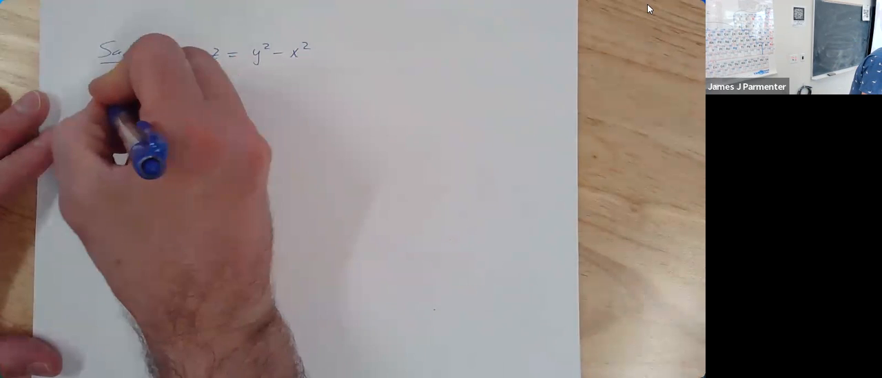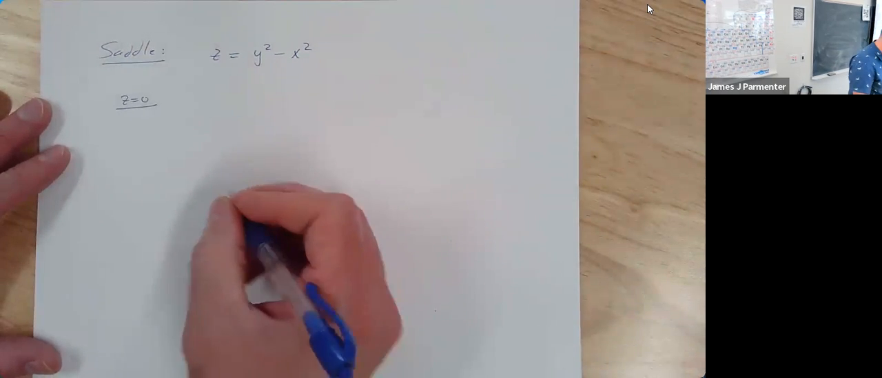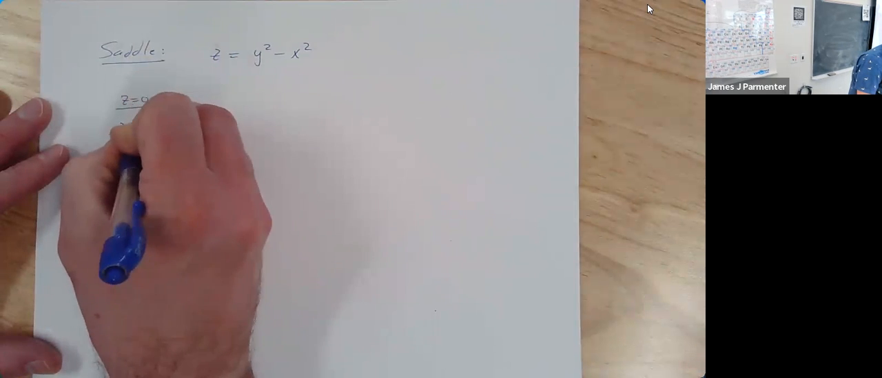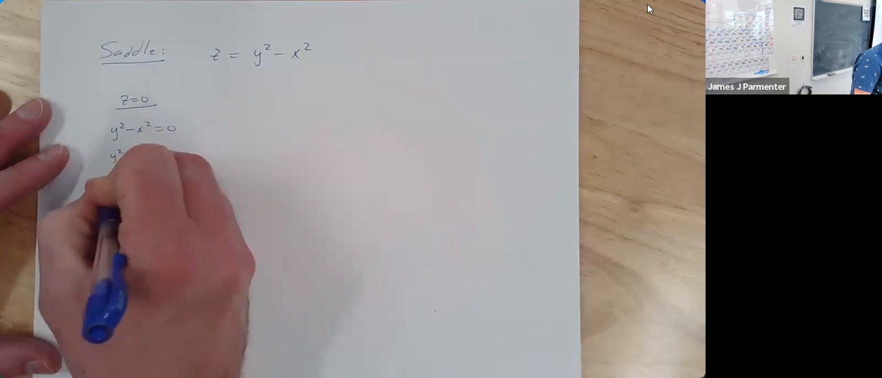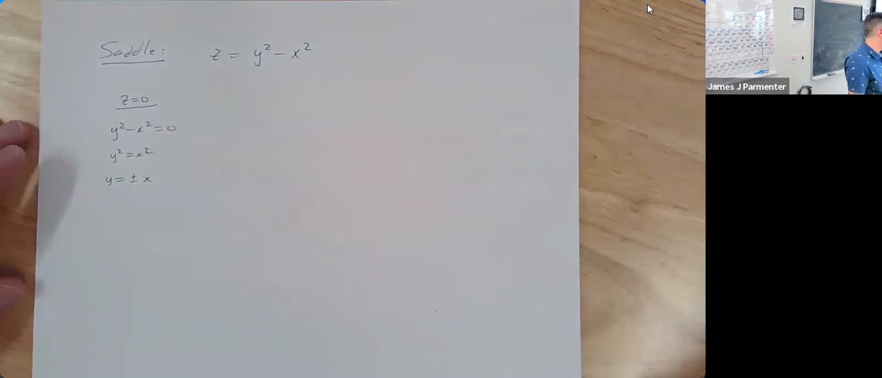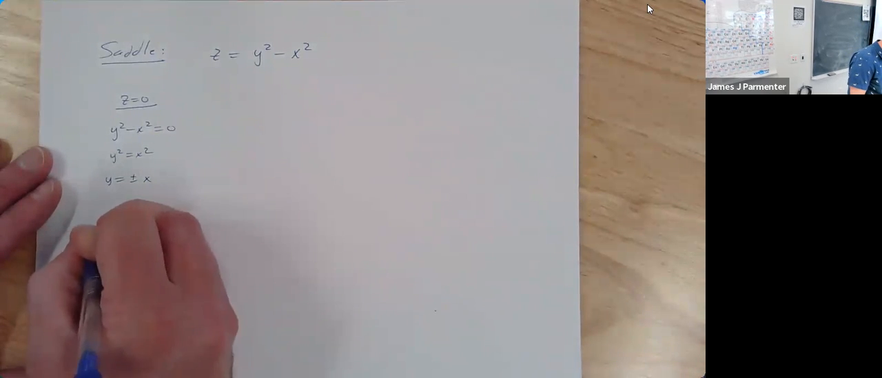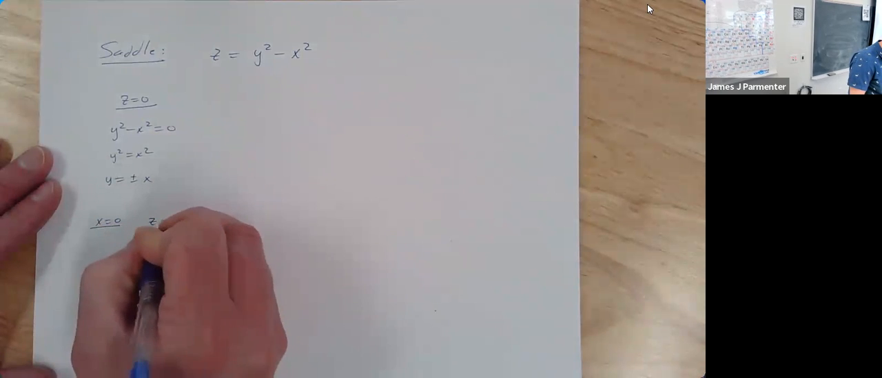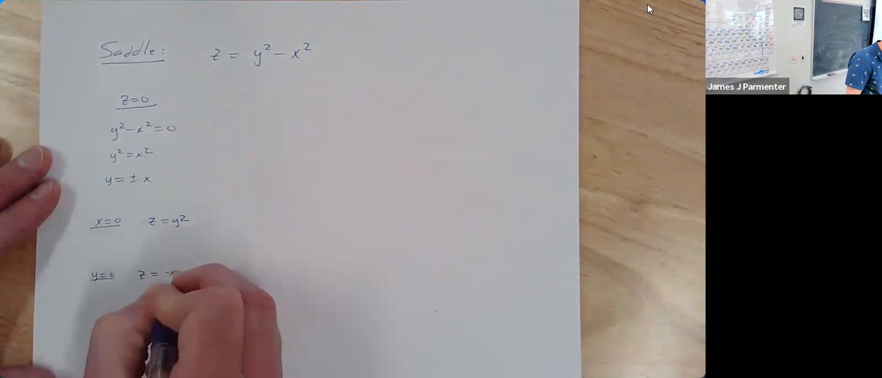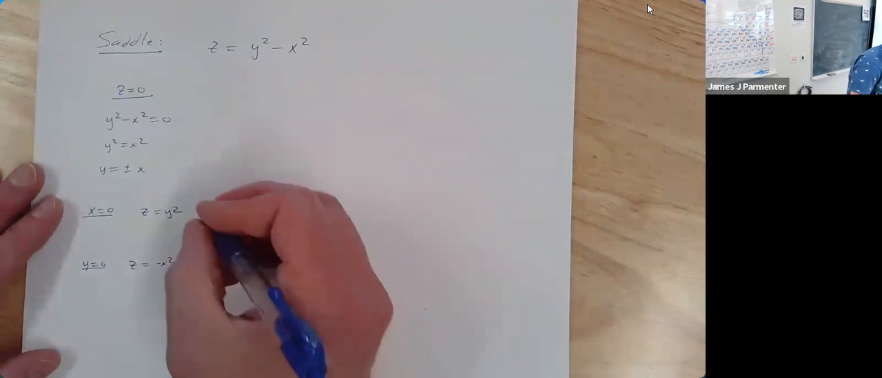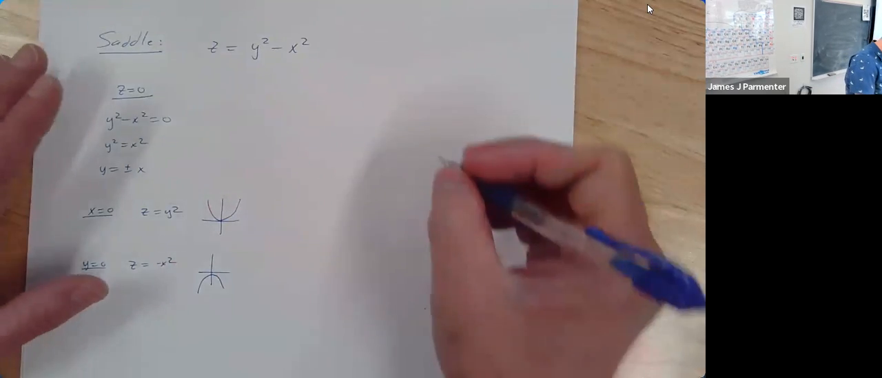So here's what I'm going to do. XY plane. Ooh, XY plane is not my favorite. You get y squared minus x squared equal to 0. You get y squared equals x squared, which is y equal to plus or minus x. Not super helpful. I don't recommend drawing that trace. But then the other two are good. X equal to 0, you get z equal to y squared. Y equal to 0, you get z equal to negative x squared. I'm not going to draw that. Okay, putting it all together.